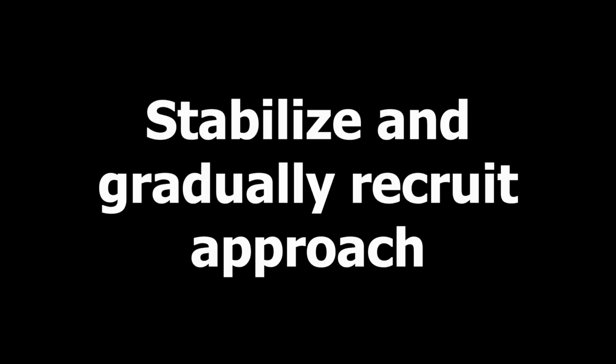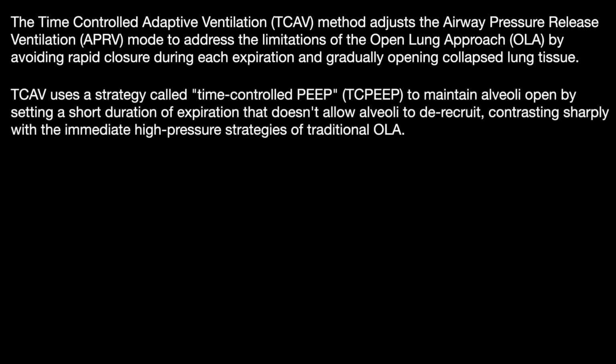So what is the stabilization and gradual recruitment approach? This time-controlled adaptive ventilation adjusts the APRV mode to address the limitations of the OLA by avoiding rapid closures with each expiration, and gradually opening the collapsed lung tissues. Now, this approach has a time-controlled PEEP to maintain the alveolar opening by setting a short period of expiration that doesn't allow the alveoli to de-recruit.